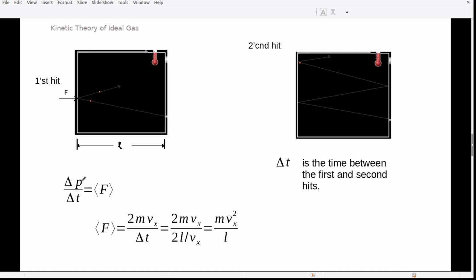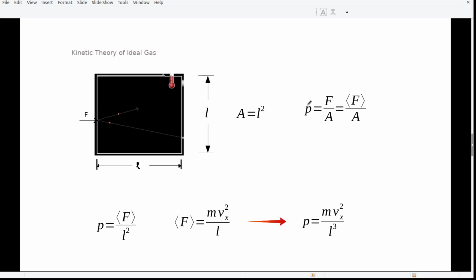Now we have that. Put that in over here. So the force, delta P over delta t. You know the delta P, 2mvx, over delta t. The delta t we now know from before is 2L over vx. And here, 2 cancels with 2. Downstairs goes upstairs. So our average force, average pressure force, is mvx squared over L.